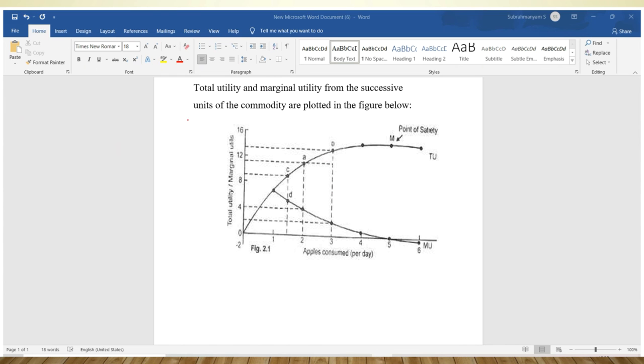This law of diminishing marginal utility is explained with the help of this graph also. This is the total utility graph. This is the marginal utility graph.